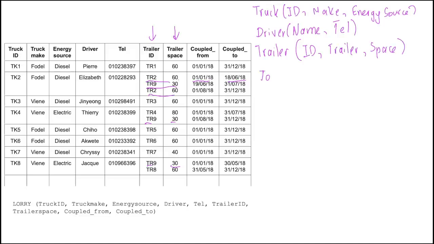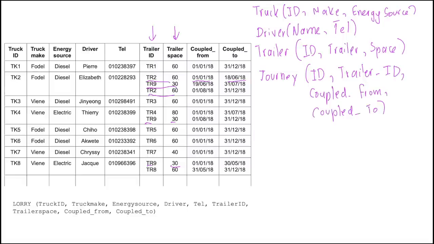So we'll create a table called journey. Each one of those journeys should have an ID, so we'll say journey ID, but it should also have a trailer ID because each one of these corresponds to a trailer ID. Then there's going to be a coupled from and a coupled to. All of these have primary keys. That's the primary key right there, and right over here. And we've resolved that issue where we have multiple values for the same attribute.